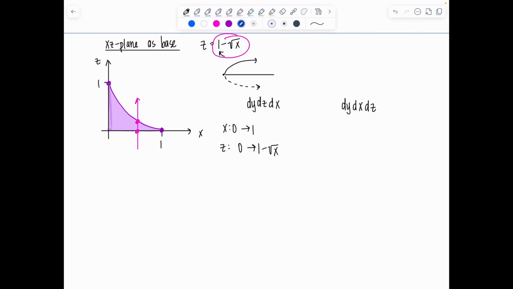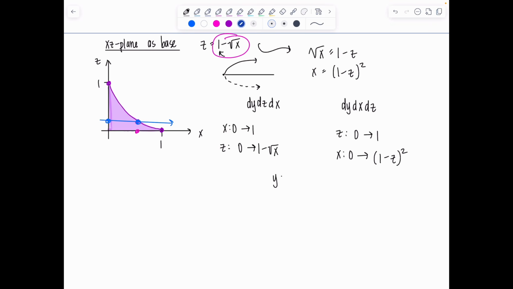Okay, what if we went the other way? If z is on the outside, z's limits have to be constant, 0 to 1. Here's the trickier part, the limits for x. Draw an arrow through the region. It goes from 0 to the curve, but you have to solve for x as a function of z. Ugh. So this is rad x equals 1 minus z, so x equals (1 minus z) quantity squared. Okay, that's fine. We made it.